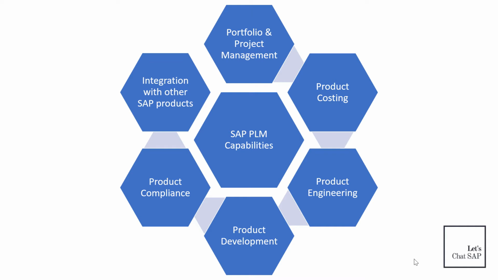The second one is product costing. This functionality is used to determine the cost of a product by taking various aspects into consideration. It also has functionalities like pricing features, best target price, profitability prediction, and cost simulation.